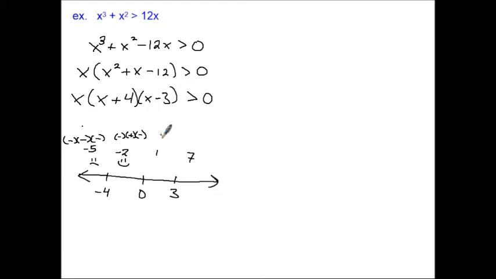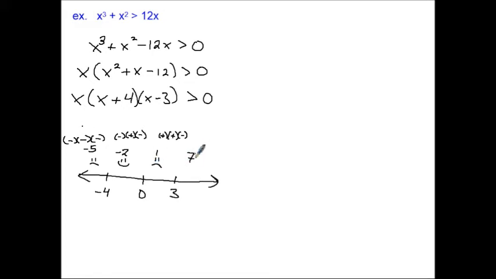Alright, plugging in the 1, maybe you'll notice a pattern here. I get a positive for the first part, just the x, and I get a positive here, but then I get a negative there. So positive, negative. Ultimately I do have a negative response, and since I want to be greater than 0, negative is something that I don't want, so I'm very, very sad about that.